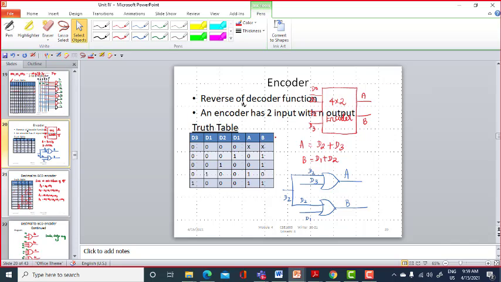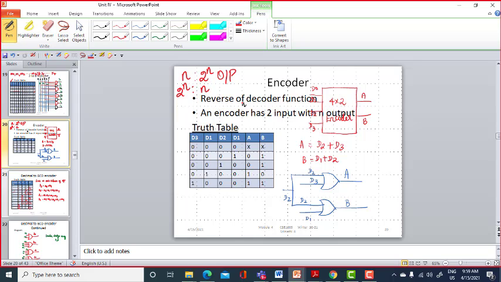So, the next thing is encoder. The reverse of the decoder function is the encoder. In the decoder you had n input lines and then 2 power n output lines. But here in the encoder you have 2 power n input lines and you have n output lines.